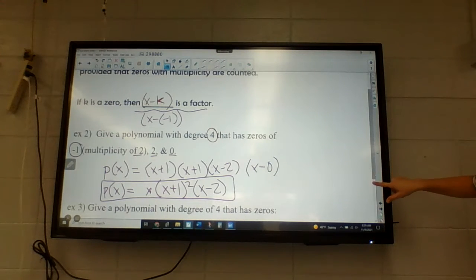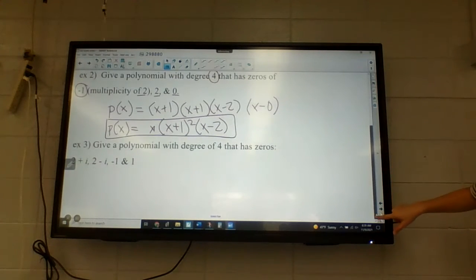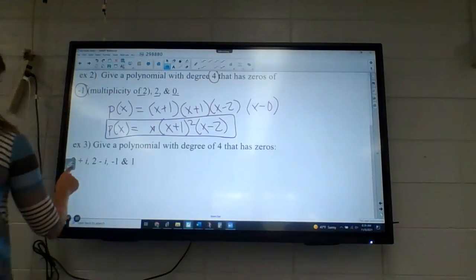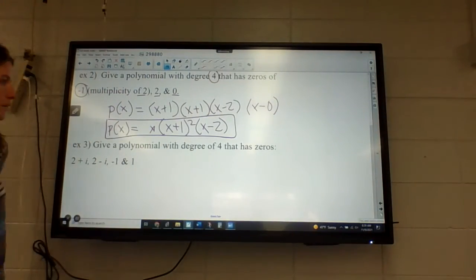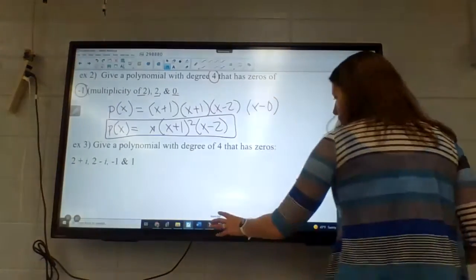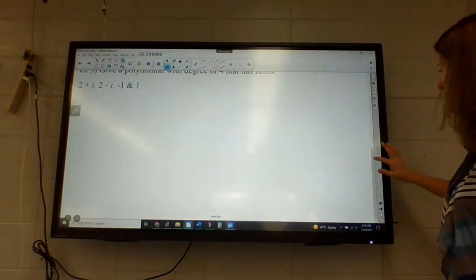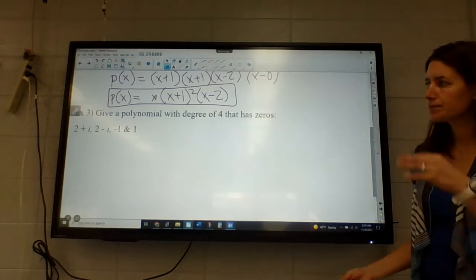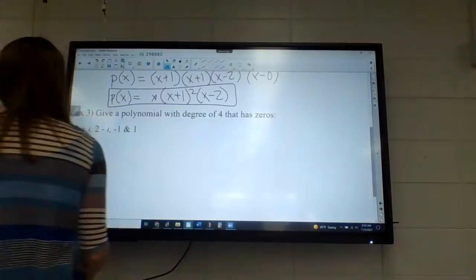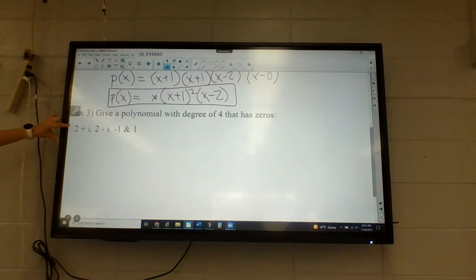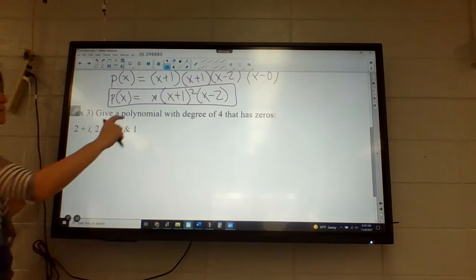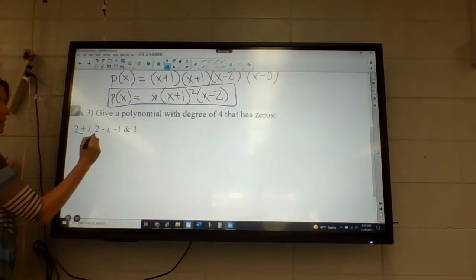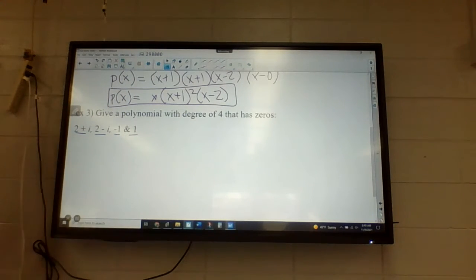All right, where it gets a little bit tricky is when some of the zeros are imaginary. So this will require a little bit more finagling with our factors. So our zeros in this case, they give us 4 of them. So they're all there. It's just they look a little bit different than we're used to. There's 1, 2, 3, 4 zeros.